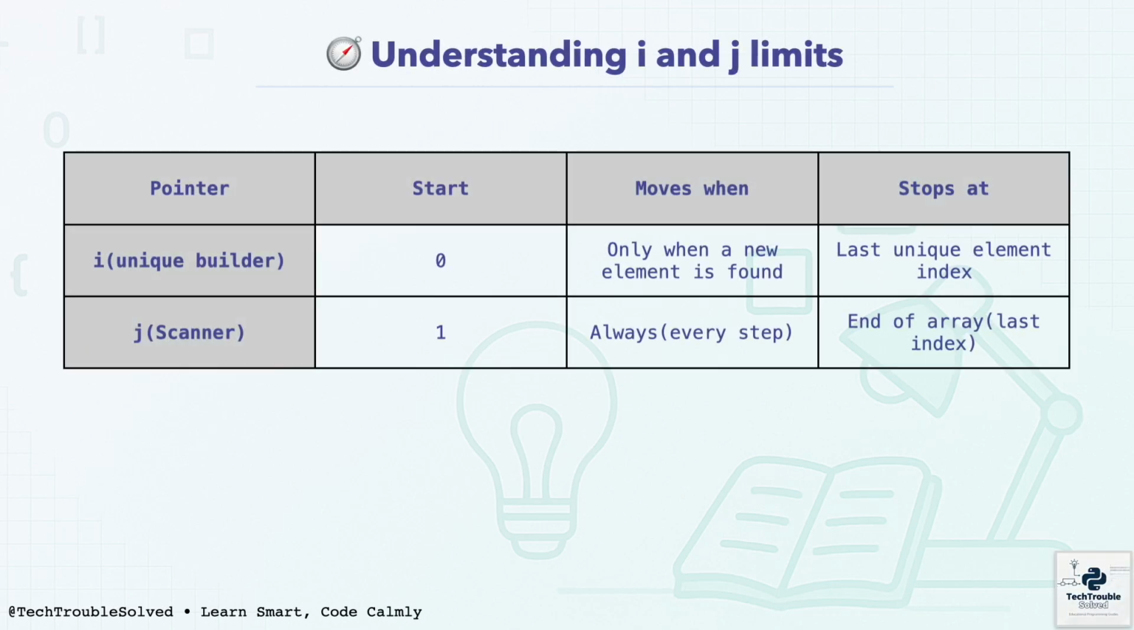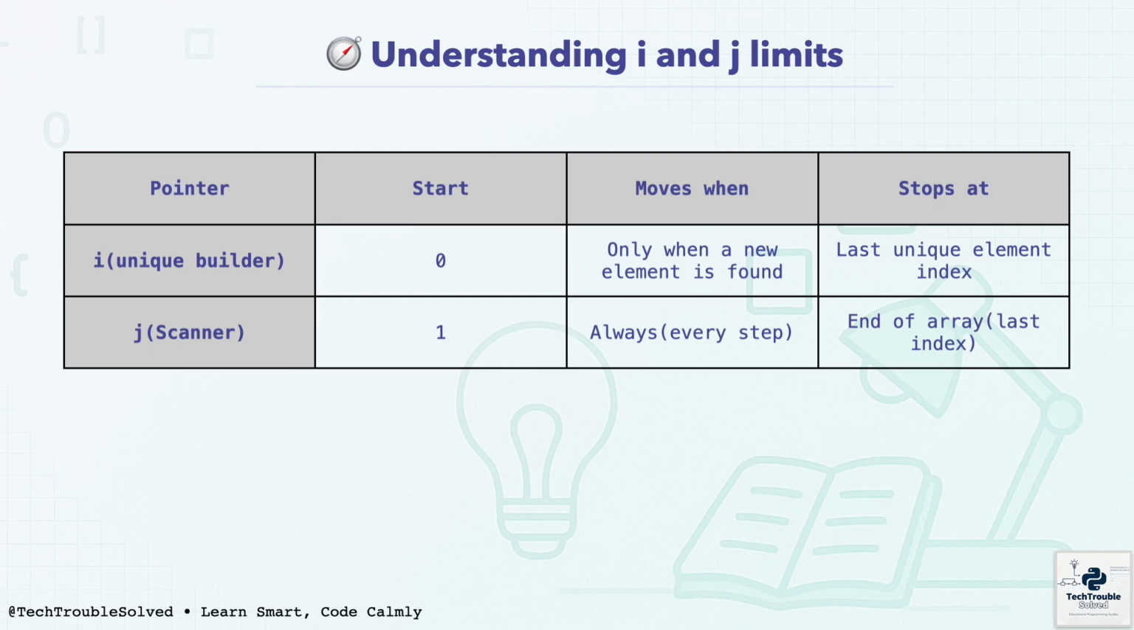Let's clearly understand how these pointers move. Pointer j always scans the entire array from left to right. Pointer i moves only when a new unique value is found. That's why j moves much more frequently than i.